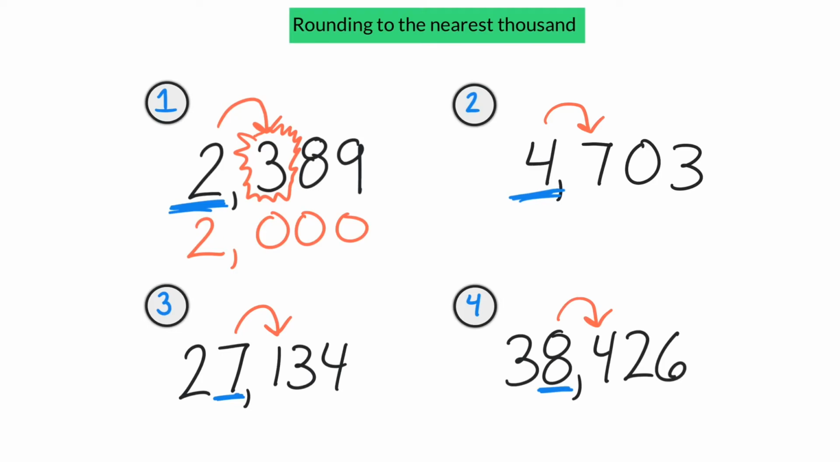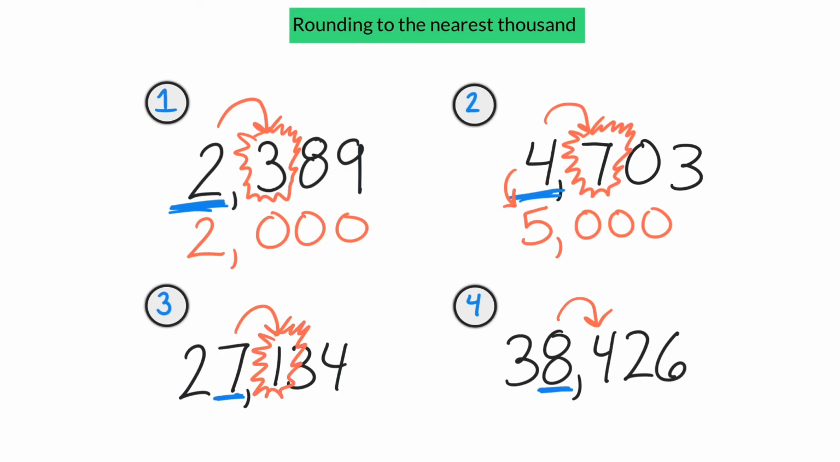With number 2, 5 or more, raise the score. So in that case, that's going to change my thousands place from a 4 to a 5. And then again, everything becomes zeros afterward. With number 3, 4 or less, let it rest. Keep my 20,000. My 7,000 stays the same. And each number after becomes a 0.